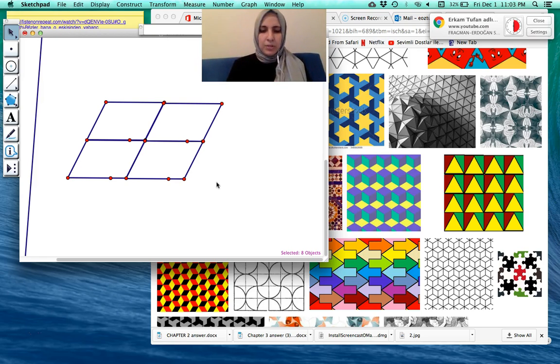I use the sketch and construct a tessellation with the parallelograms. The parallelograms will always tessellate. As you see, they can tessellate as an infinite number of parallelograms.